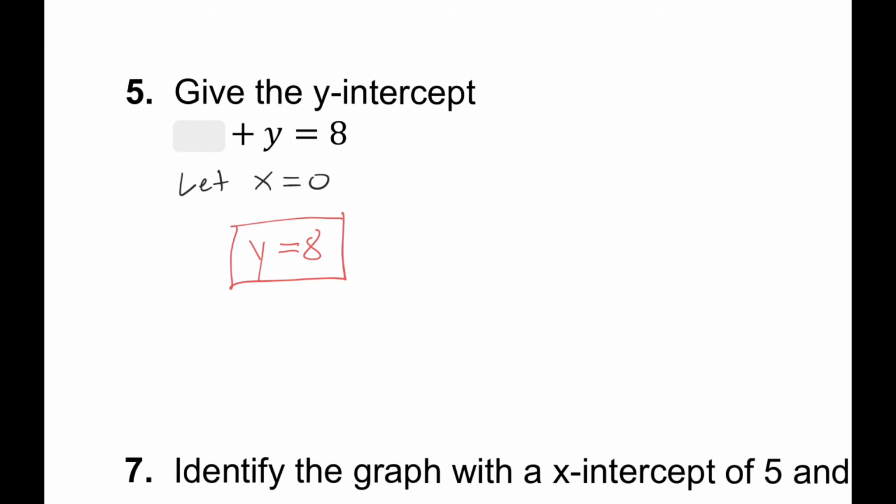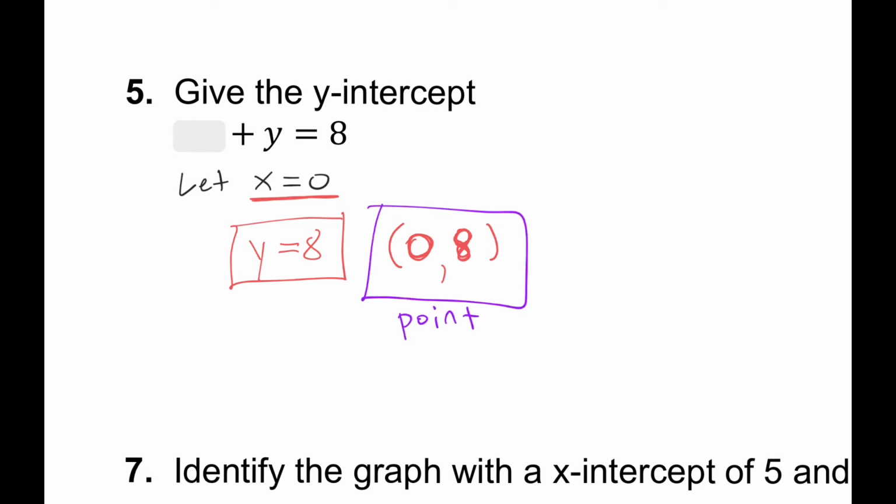Now, this is one way to write down the y-intercept. Another way to write down the y-intercept is using an ordered pair. So when you have an ordered pair, we have the parentheses. X, remember, we let x equal to 0. So that's going to be 0 for the x. And now we know that y equals 8. So you put in 8 for the y. So you can have a point like this one. So that's an ordered pair. I'm going to put here point. Or you can have y equals 8.